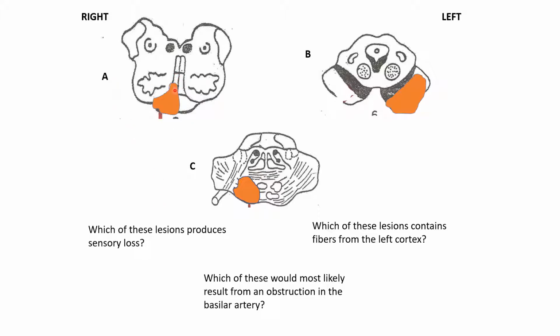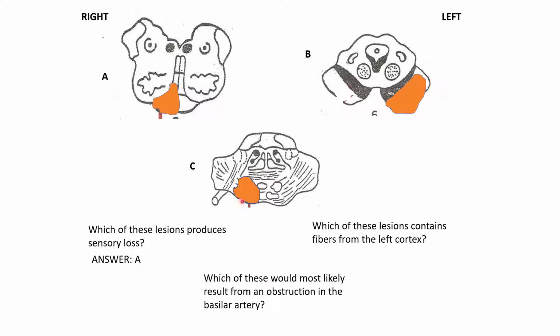It would be position and vibration, particularly in the leg, which is sitting right here on the contralateral side. It would also produce a spastic paralysis on the body on the contralateral side. So A is the correct answer. Which of these would most likely result from an obstruction of the basilar artery? So we're looking for the basilar artery.